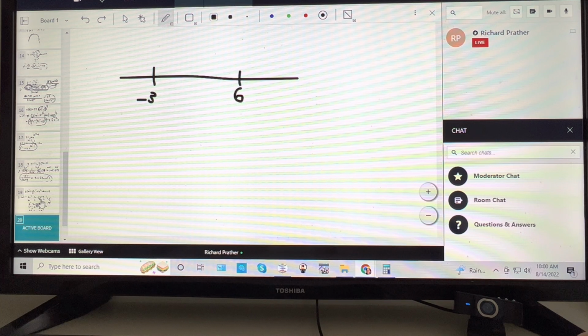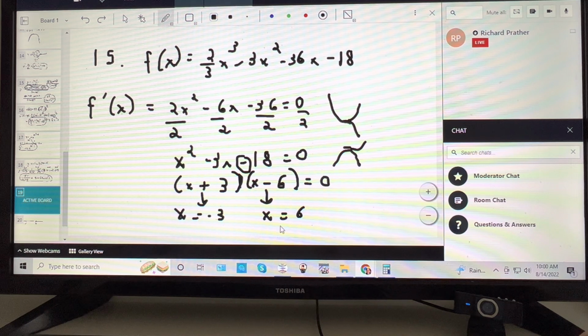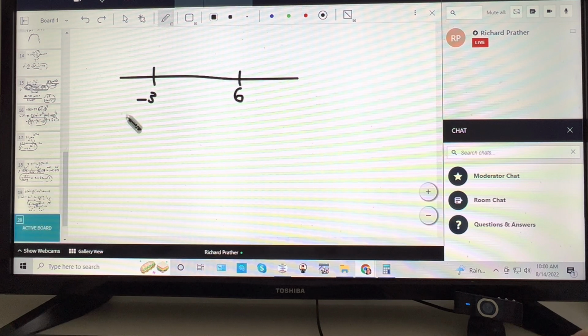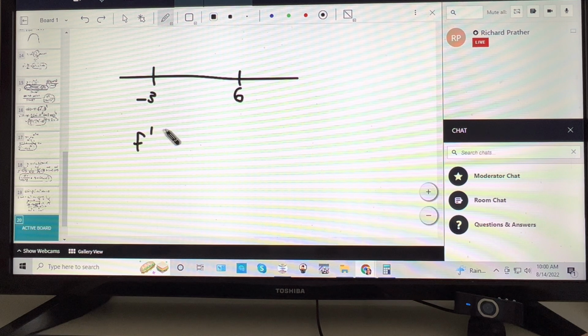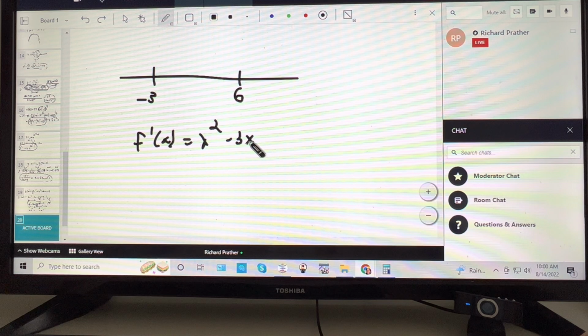So I put these 2 critical numbers on a number line, and you're going to plug them into the derivative function. You can plug them into the simplified version if you want. x squared minus 3x minus 18. So I don't want to plug in negative 3 or 6 because I already know those make it 0. I need to plug in something like negative 4 or 0 or 7 would be good choices.